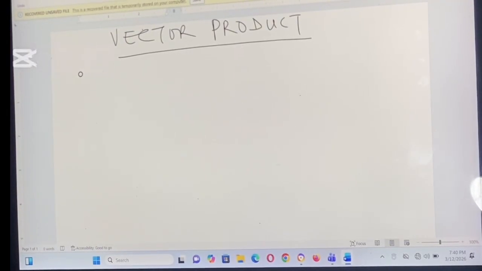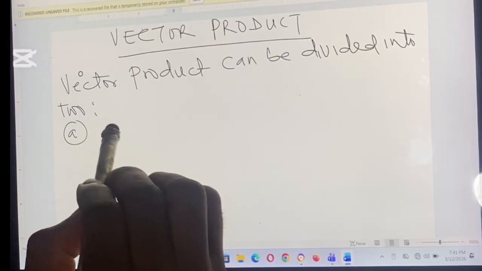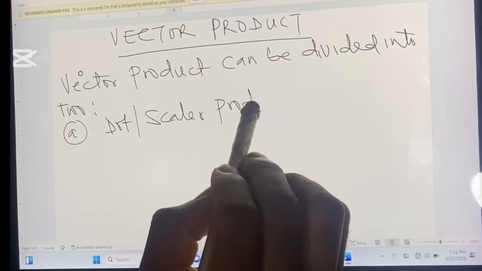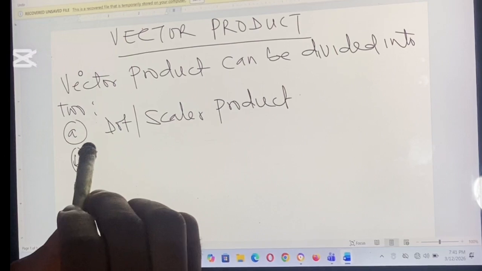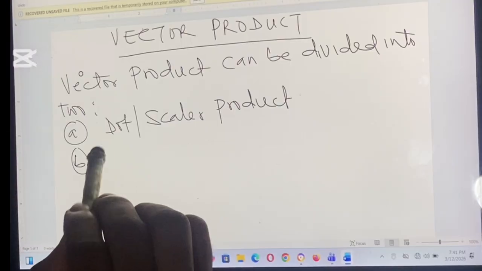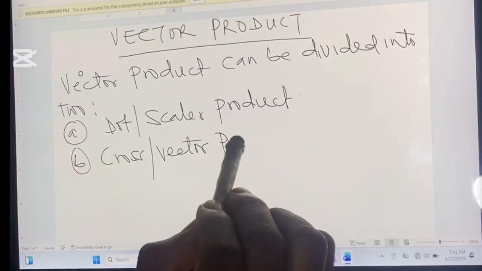In this video, we're going to focus on vector products. Please write: vector products can be divided into two. The first one here is A, we have dot or scalar products. B, the second one here, class, we have cross or vector product.